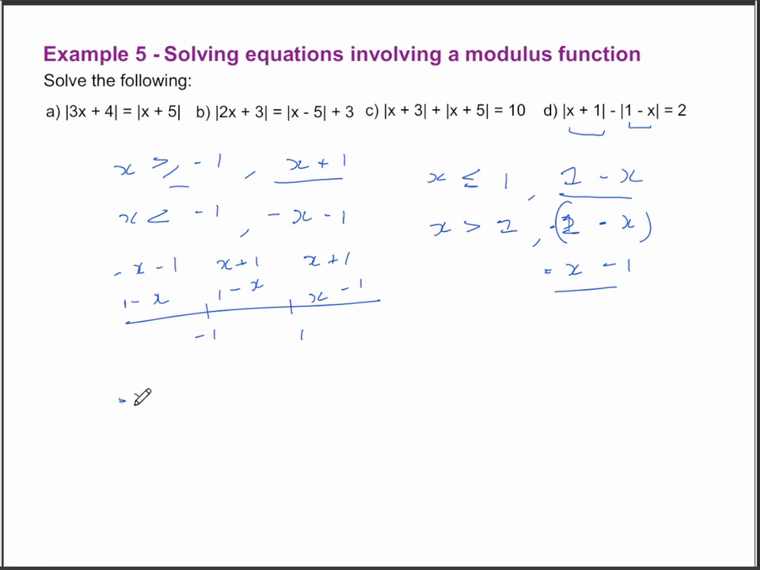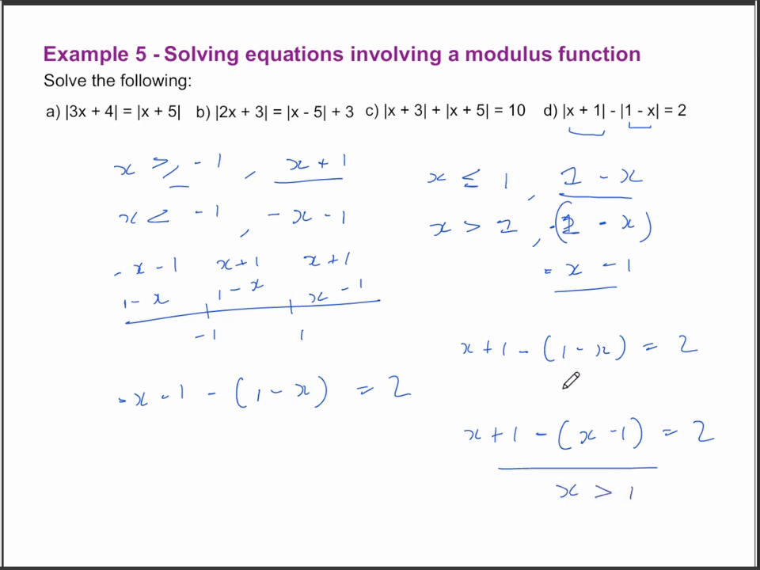So the first one, negative x minus 1 minus 1 minus x equals 2. Then the second one, x plus 1 minus 1 minus x equals 2. Then the third one, x plus 1 minus x minus 1 equals 2. And obviously this is for the range x greater than 1. This is for the range x between 1 and negative 1 inclusive. And this is for the range x less than negative 1.